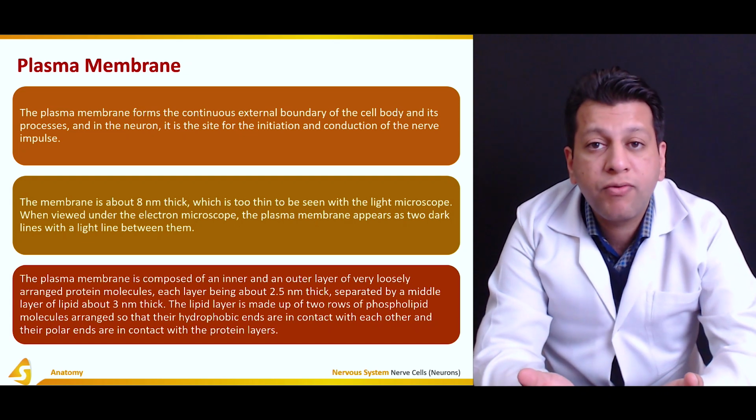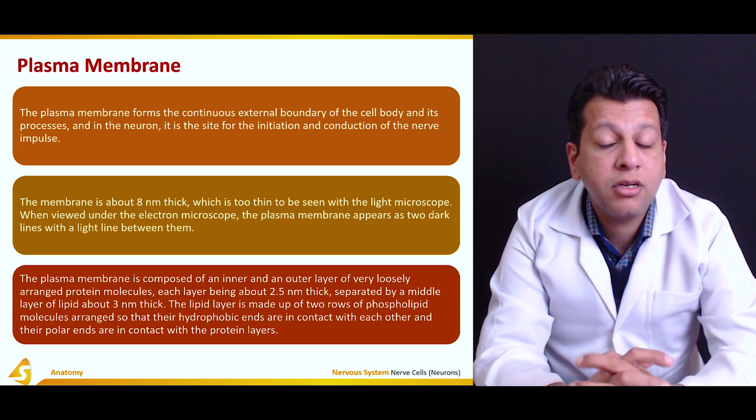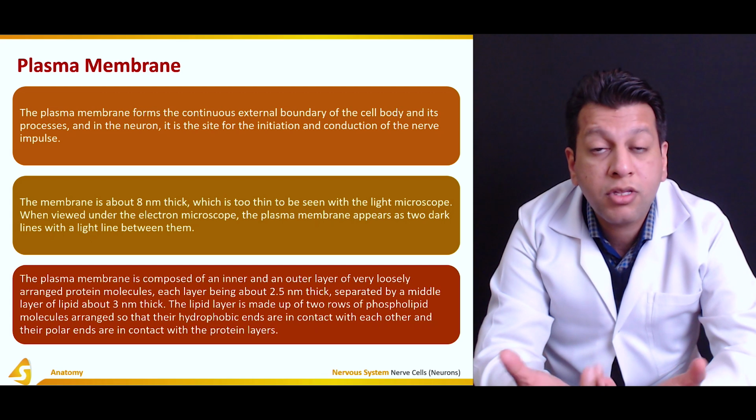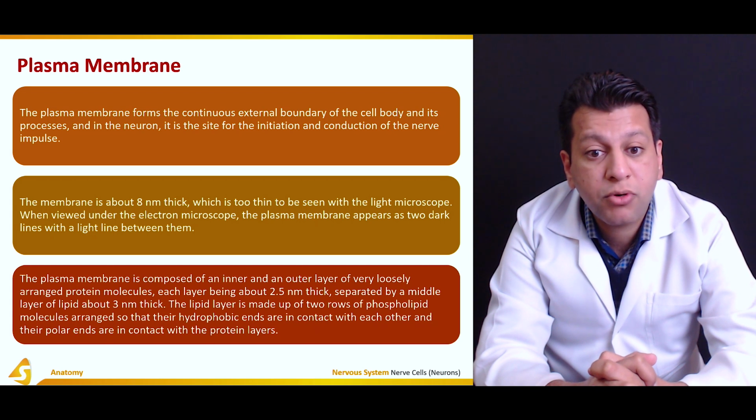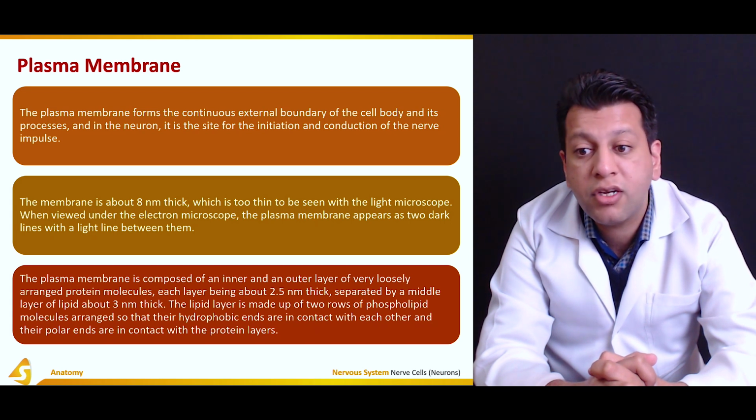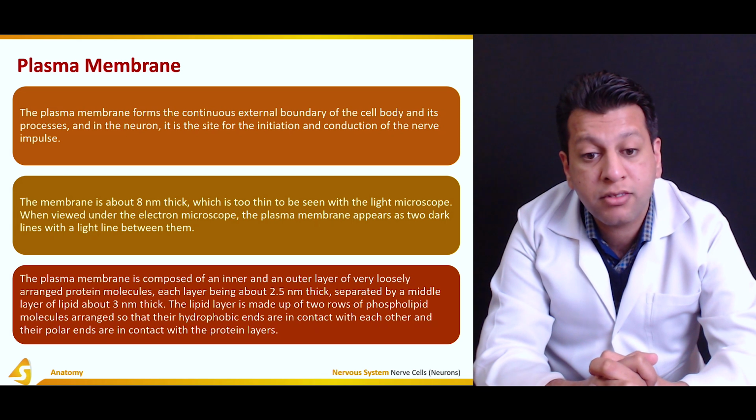Any cell would be covered with a plasma membrane. Similarly, nerve cells are living cells, so they are also covered with a plasma membrane. The plasma membrane forms a continuous external boundary of the cell body and processes, and in the neuron it is the site for initiation and conduction of nerve impulses. The membrane is about 8 nanometers thick, which is too thin to be seen with a light microscope.